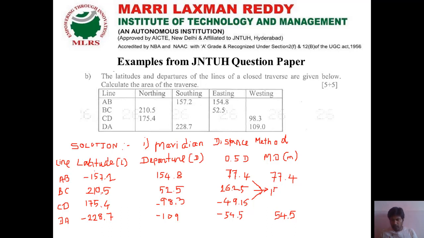So 152.8. Next, for the third one, we have to add these things. So 26.25 plus 49.15 plus 54.5 gives the answer of 129.9.